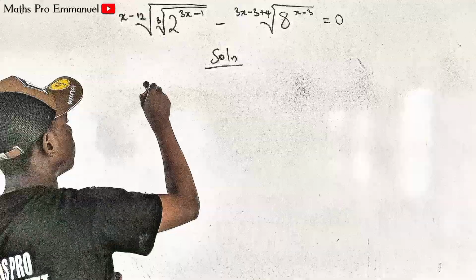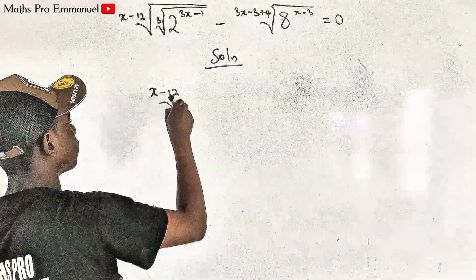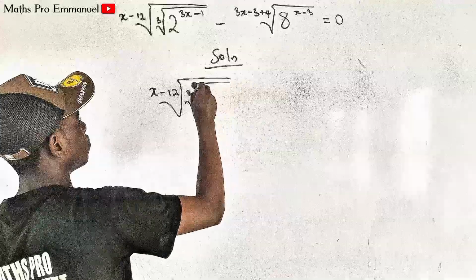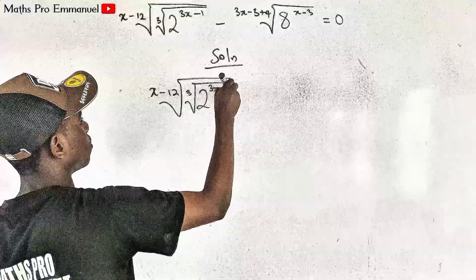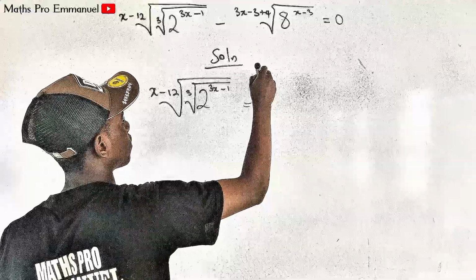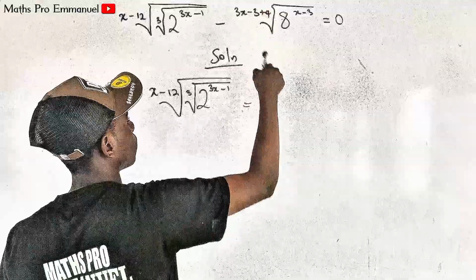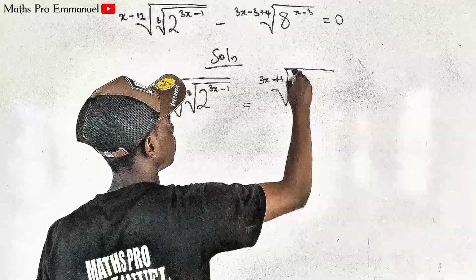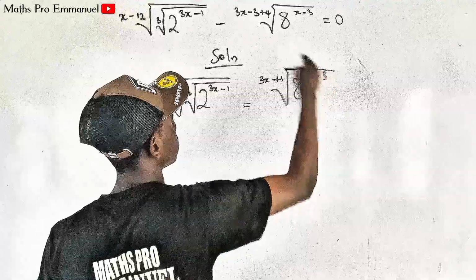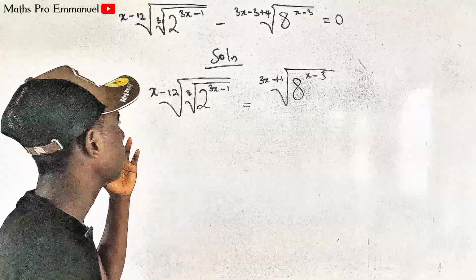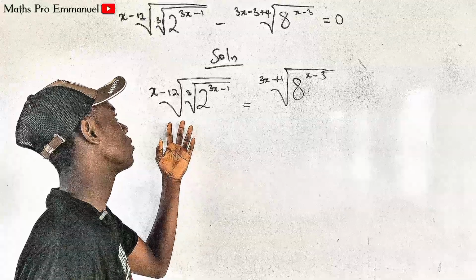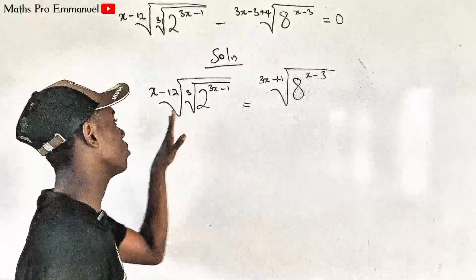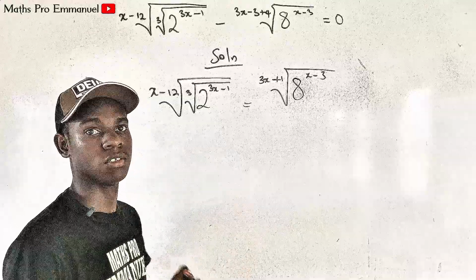So now I'll have x minus 12 root of cube root of 2 to the power of 3x minus 1 will now be equal to 3x minus 3 plus 4 is just plus 1, then 8 raised to the power of x minus 3. Now the next thing is for me to convert all these root signs to index.